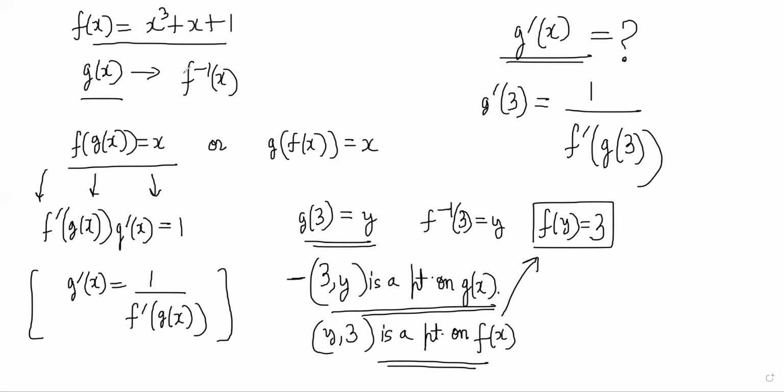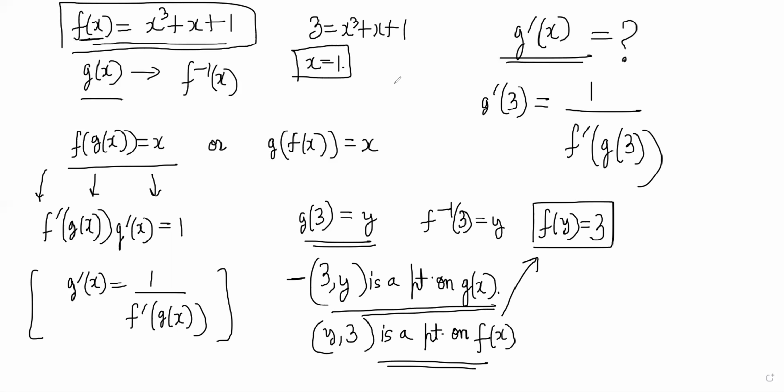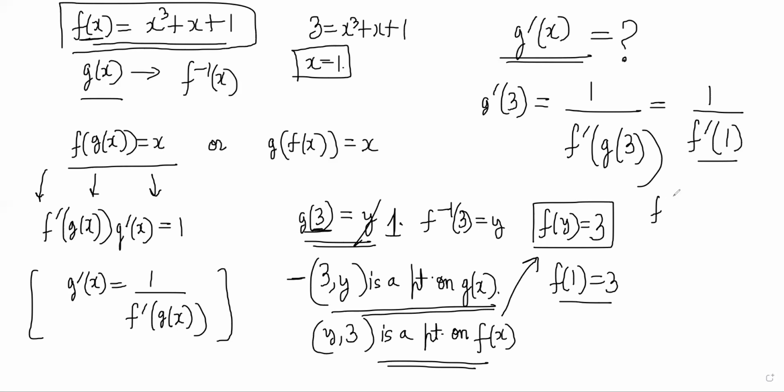So what is the value of y that makes 3 here? What is y so that 3 is equal to x cube plus x plus 1? It is obvious that x must be 1, right? So f of 1 is 3. So we know the value of g of 3: g of 3 is 1. So this equation is 1 by f dash 1. F of x is known, so f dash x is simple. F dash x is 3x square plus 1, and f dash 1 is 3 plus 1. So 1 by f dash 1 is 1 by 4.